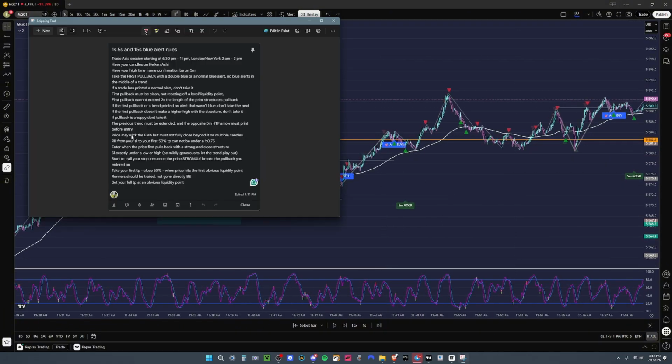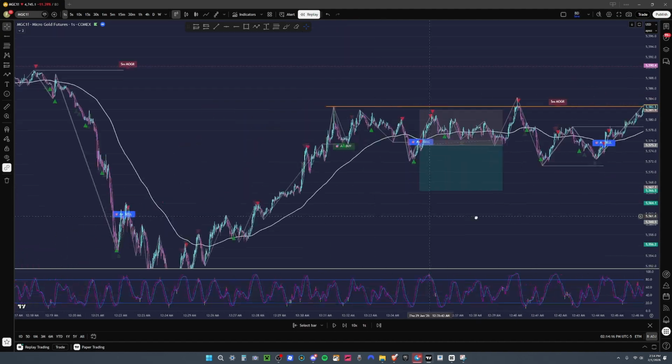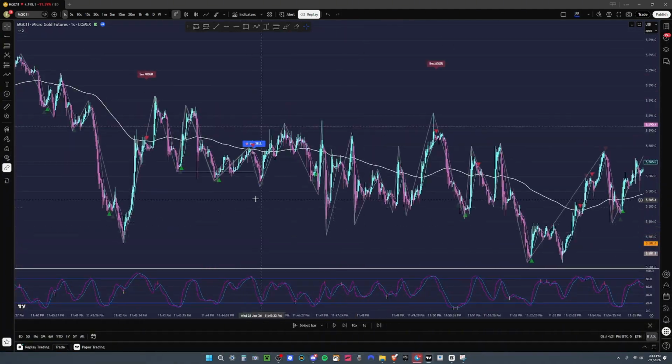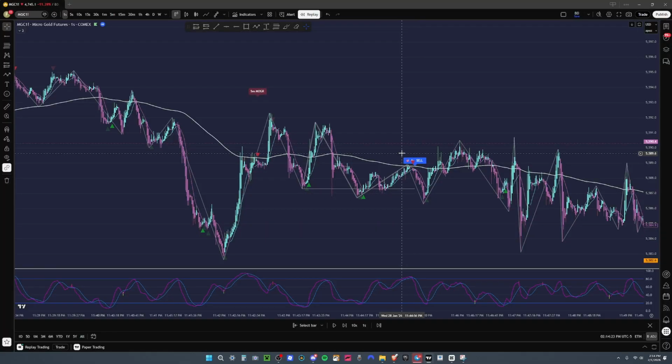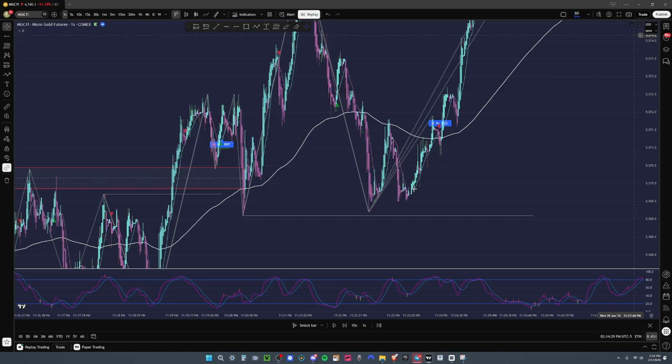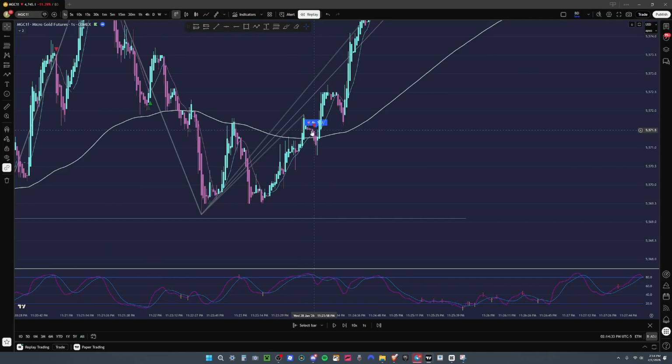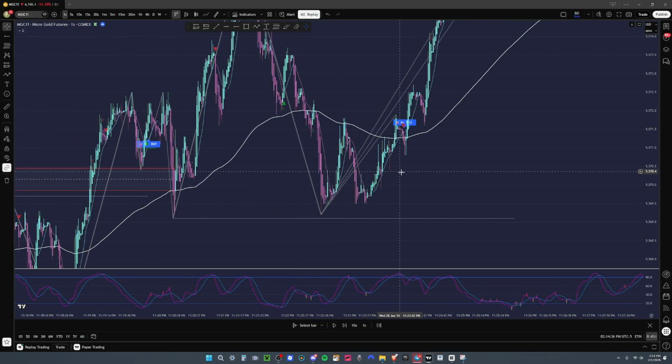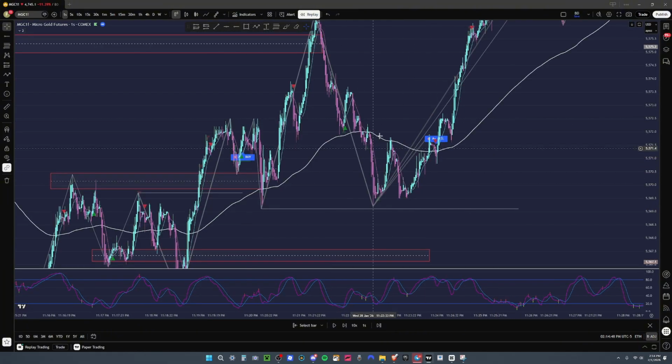Price may wick the EMA, but must not fully close beyond it on multiple candles. So we can see on this scenario, we wicked the EMA, and then we went down. But on this one, we have multiple candles closing above it, so I wouldn't want to take that. Wouldn't even want to take it anyway because we don't make a lower low.